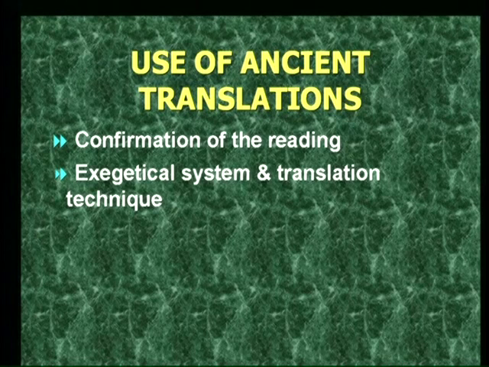The second point is the exegetical system and the translation technique must be understood, identified, and accounted for. We talked earlier about the possible targumic influence on the translation of the Greek Septuagint. We need to look at the differences between, say, the translation of the Torah, the 5 books of Moses in the Septuagint, as opposed to the remaining books of the Septuagint. They were different translators, and they followed different techniques. Some of them are very free and paraphrastic, others are very literal. It varies from book to book.